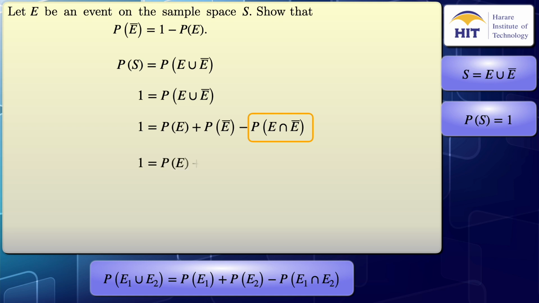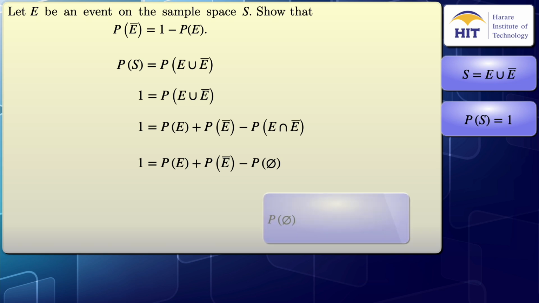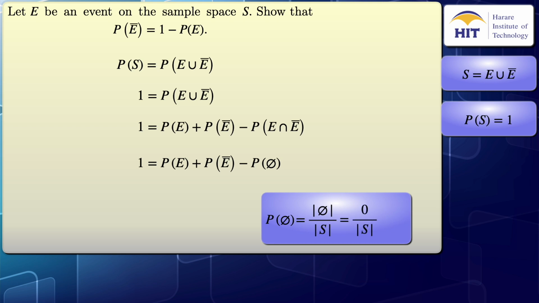So our equation becomes 1 is equal to probability of E plus probability of E complement minus the probability of the empty set. So we now go on and evaluate the probability of the empty set there. The probability of the empty set by definition will be the cardinality of the empty set divided by the cardinality of the sample space S. An empty set is a set with no elements, so its cardinality will be 0. So we have that the probability of the empty set will be 0 over the cardinality of S. 0 divided by the cardinality of the sample space there will just give us a 0.